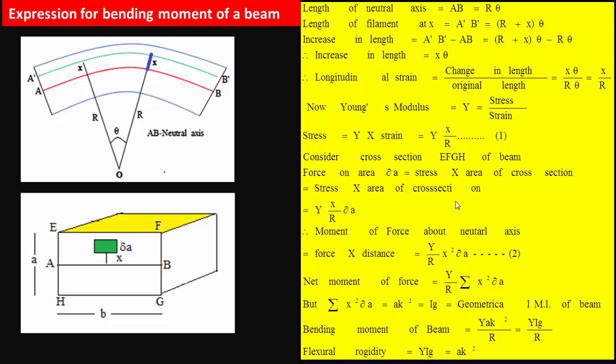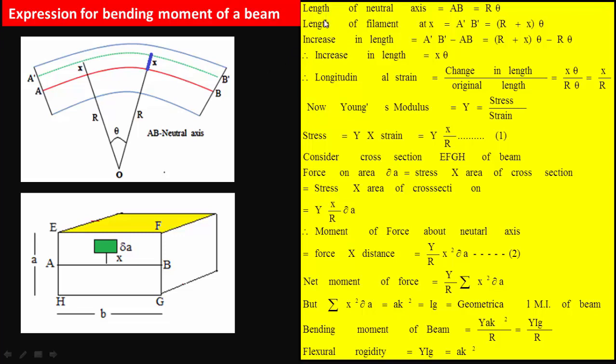Now let us obtain an expression for the bending moment of a beam. So consider a figure as shown here. Consider a small part AB of the neutral axis of the beam which is bent into a circular arc of radius r, making angle theta at the center of curvature as shown in the figure. Let A dash B dash be another filament at a distance x from the neutral surface.